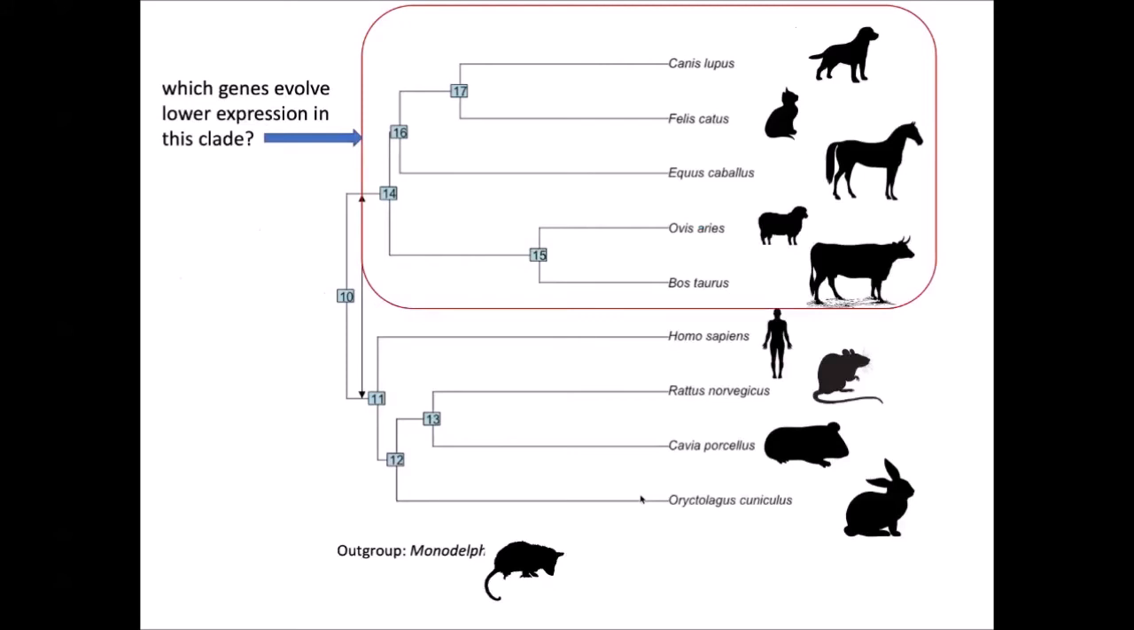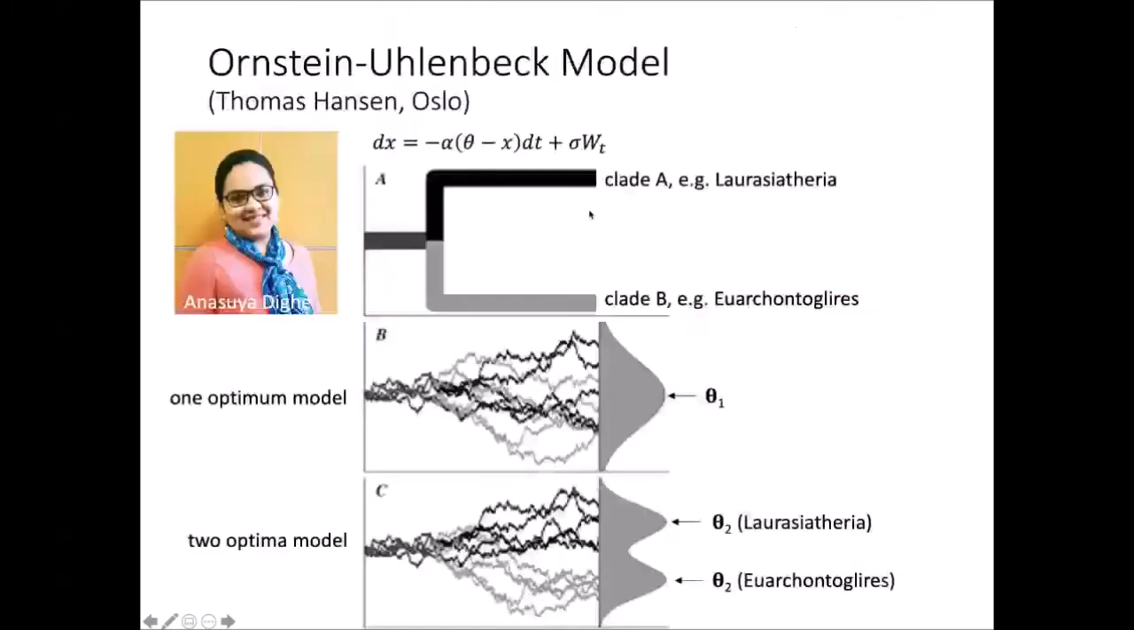So then the question is, what are actually the genes that are lower expressed down here? We used the Ornstein-Uhlenbeck model to select or filter out the genes that have this tendency, and this is work done by Anasuya Dighe, a computational biologist. And by the way, the Ornstein-Uhlenbeck model is of course a stochastic model that has been around a long time, but Thomas Hansen was the one who pioneered the use of this model in comparative biology.